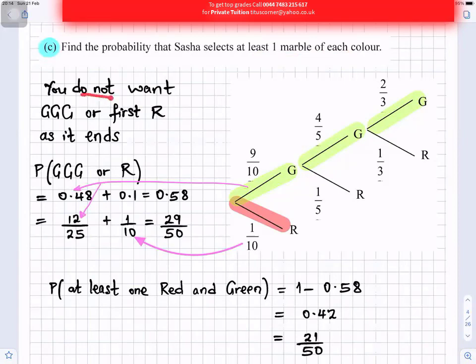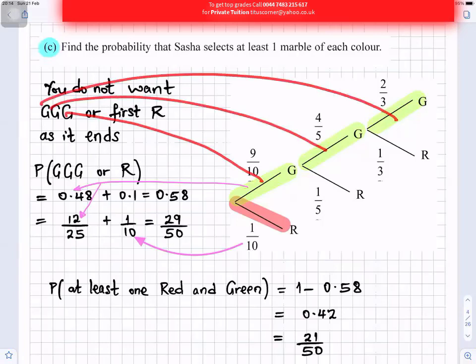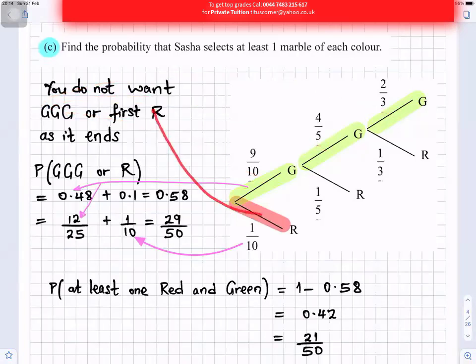What you do not want is green, green, green, or picking red the first time. If you pick red the first time, the experiment ends, and you don't want to pick green, green, green, because they're all the same color. Or if you pick red, it's just one color. So you don't want those two options. You want at least one of each color.